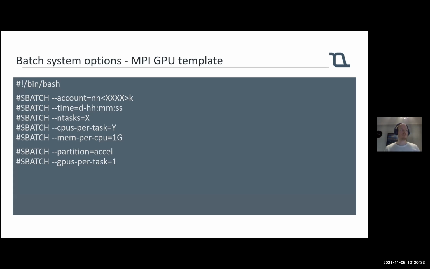So to summarize that, for MPI, this is probably a good template to use. As you can see, we ask for CPUs per task equals Y. So we have X tasks, and each of those gets Y CPUs. But then with GPUs per task set to 1 and the correct partition, we can have each of our ranks do the correct thing.